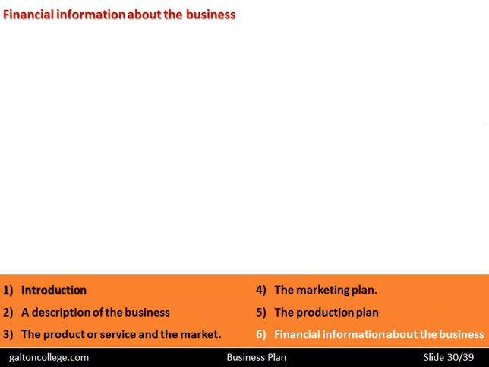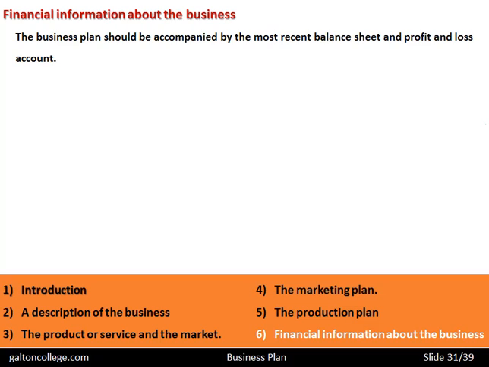Now finally, in this video we're going to talk about the financial information about the business. Well, the business plan should be accompanied by the most recent balance sheet and profit and loss account. Now if it's a new venture, those will not be available, but again, estimates should be put forward. Estimates about cash flow, break even, an estimated balance sheet, an estimated profit and loss, just so that the investors have something to work on, and try to make the figures as realistic as possible. Do some research and present it. That's if it's a new business.